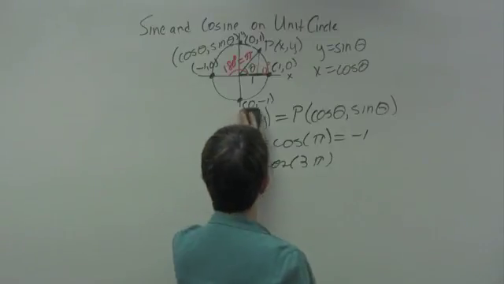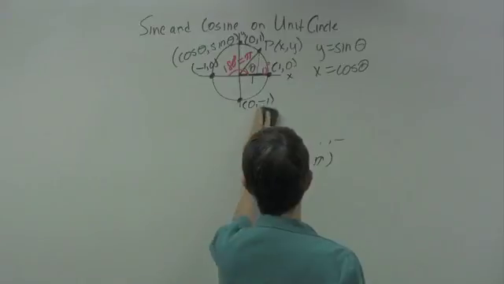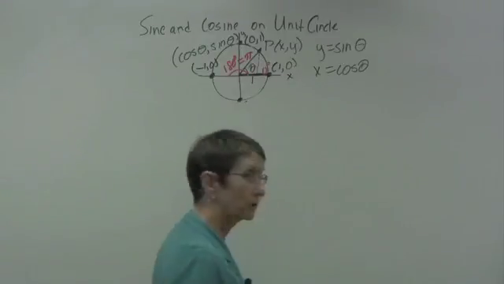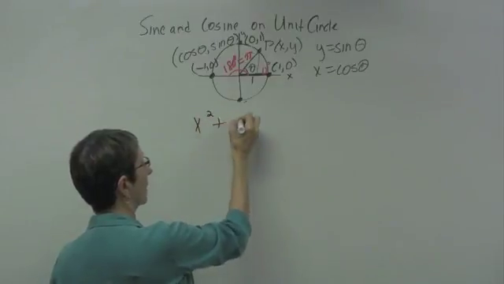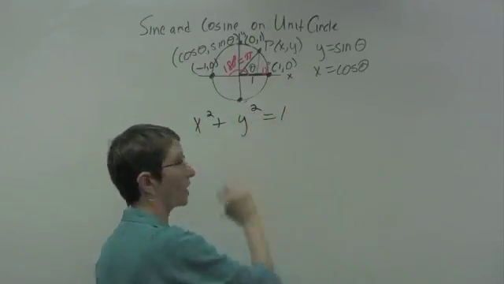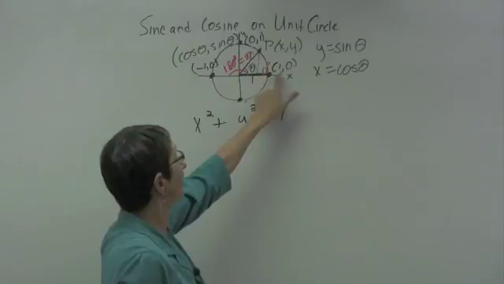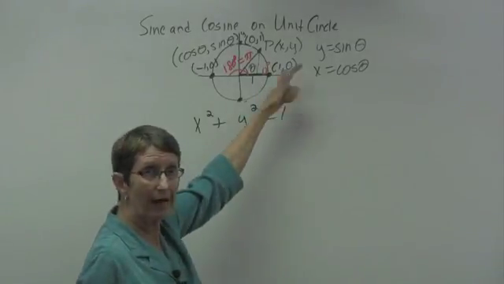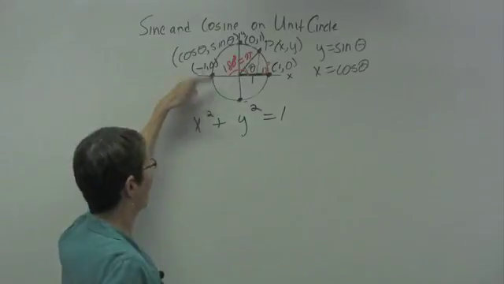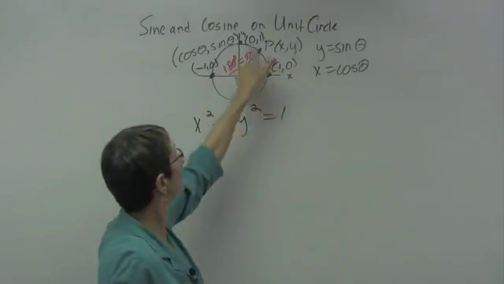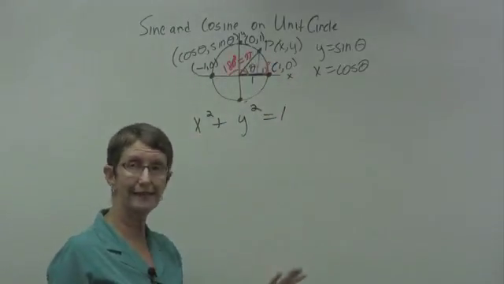Okay, let's go back to that equation that we had for the unit circle. x squared plus y squared equals 1. I square 1, I square 0, I add them together, I get 1. I square -1, I get 1, I add it to 0, I get 1. All of these points are on the unit circle, they satisfy it.